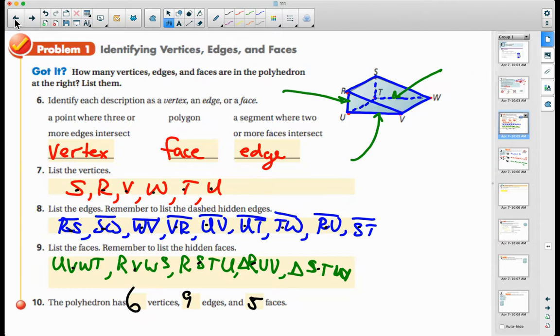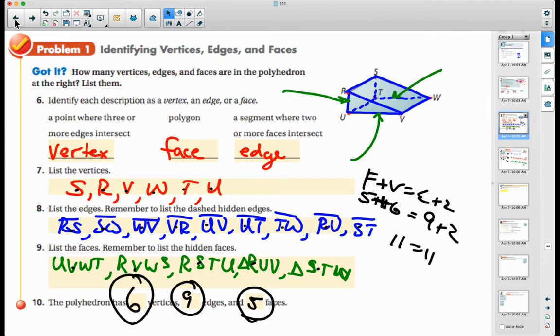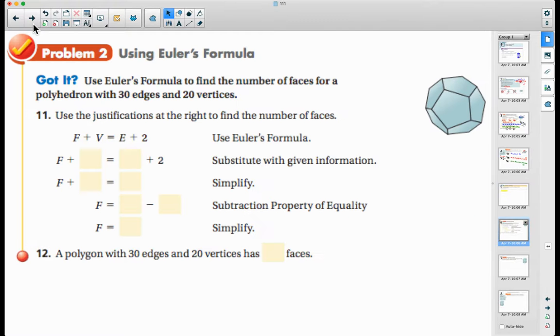All right? So if I look back at this one, F plus V equals E plus 2. The number of faces down here we had 5. Vertices, we had 6. All right, edges, we had 9 plus 2, we had 11 equals 11. That's going to work 100% of the time. All right, so let's take a look at this example right here. Use Euler's formula to find the number of faces for the polyhedron with 30 edges and 20 vertices.